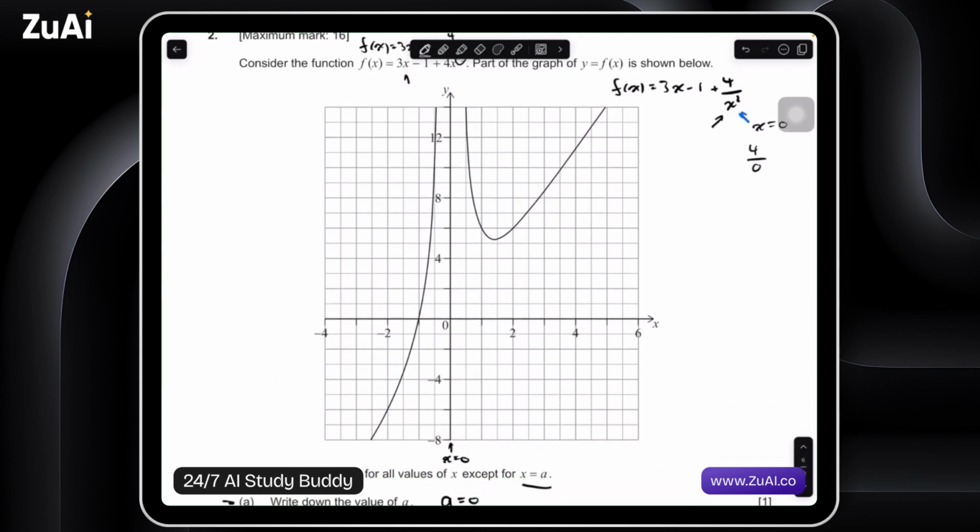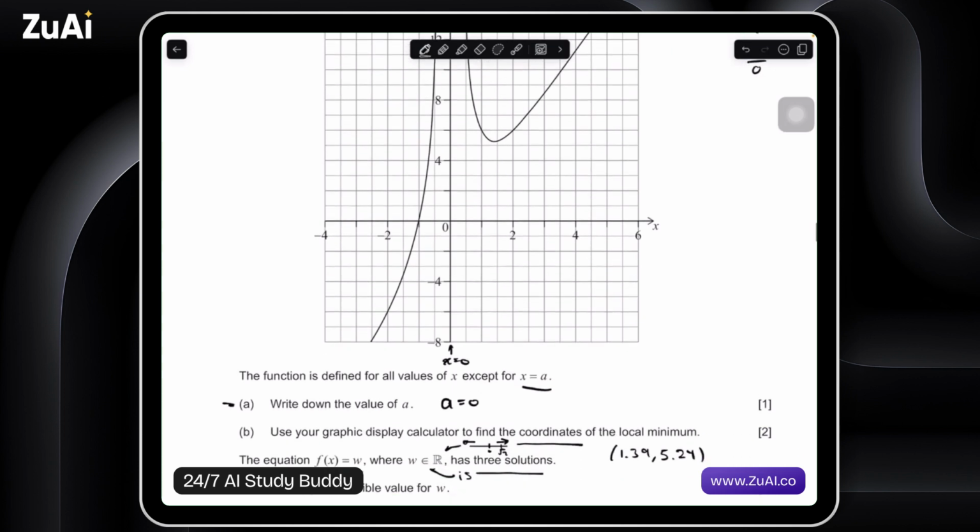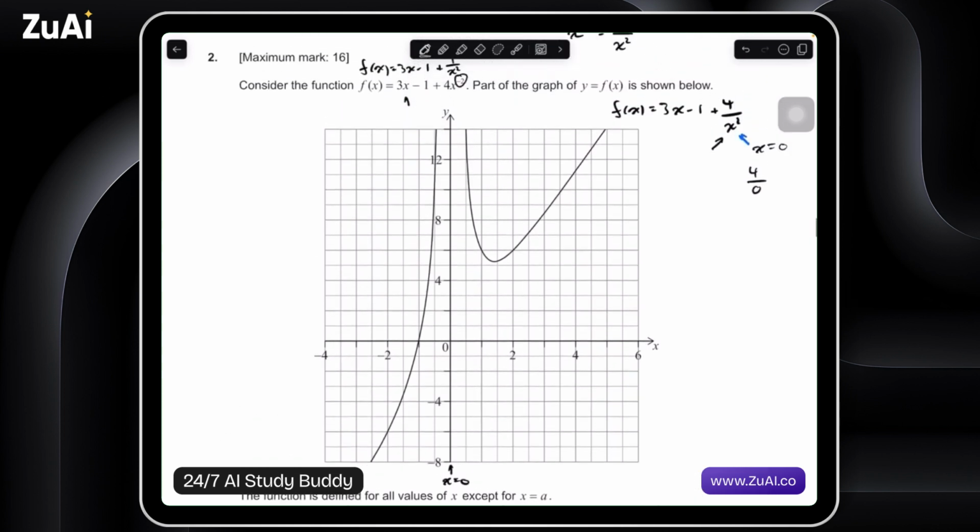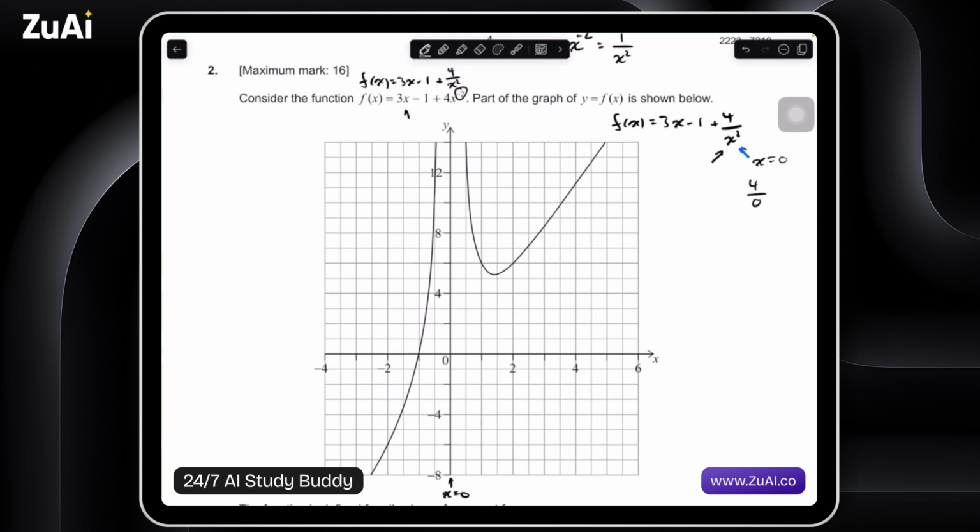Really, when we're talking about a solution of our function with some value, we're talking about graphically intersection points. So if this is our function right here, f of x is equal to 3x minus 1 plus 4x to the negative 2, what we're asking is, what's this value of f of x? What is this value w? What is it in this case where we'll have 3 values of x, where we'll have 3 solutions? So 3 values of x.